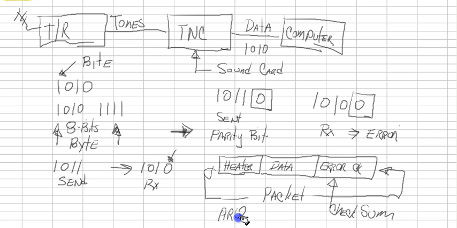All right, so let's kind of review. In data communications, we have a transceiver, or transmitter receiver, that produces tones. It goes into a device called a TNC, a terminal node controller, or a sound card, and this comes to a computer. When we're talking about data, the smallest piece of data we can send is a byte.